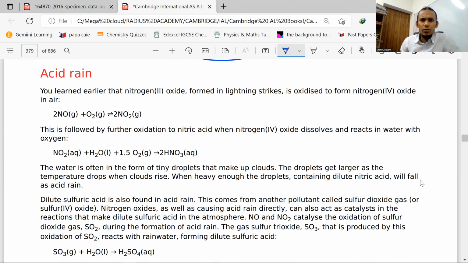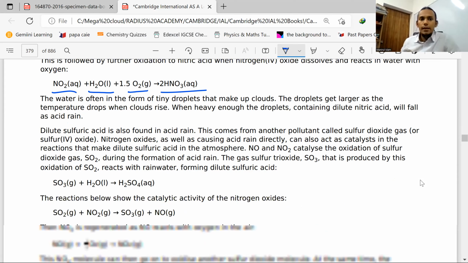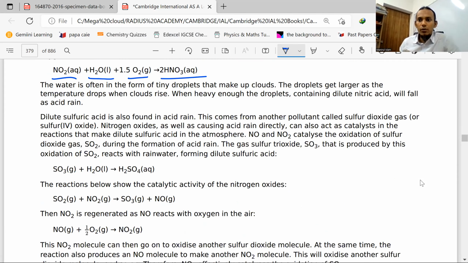আচ্ছা, সেম জিনিসটা আবার আসছে, দেখো. Nitrogen 2 oxide is formed when lightning strikes. Nitrogen 2 oxide, nitrogen monoxide, which is formed, reacts with oxygen to form nitrogen dioxide. Then nitrogen dioxide, in the presence of water and oxygen, it forms nitric acid. ঠিক আছে, তাহলে nitric acid will fall on your head as acid rain.